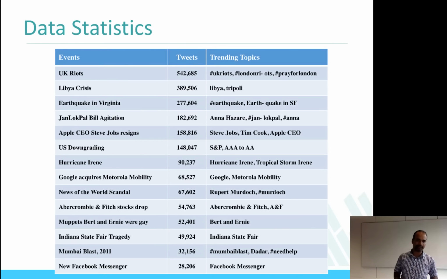So in using this architecture, instead of just doing one or two events, multiple events data were collected and used to find out whether a particular technology can be built in identifying whether this post is legitimate or not. And here are the events: UK riots, Libya crisis, earthquake in Virginia, US downgrading. There are many events. Data were collected, and as I said before, the third column here, which is trending topics, these were the topics that were trending using which the data was collected. The column 2 shows you the number of tweets. Again, a large number of data was used while doing this analysis.